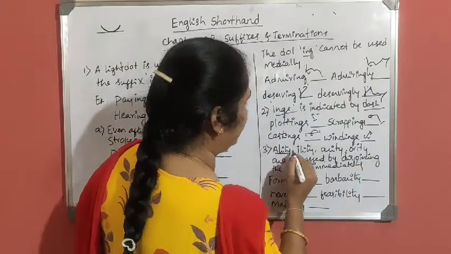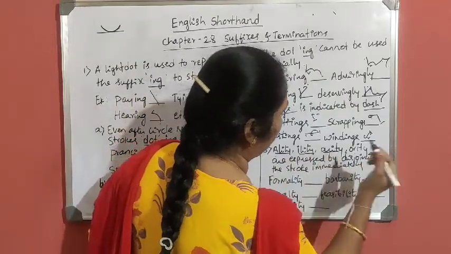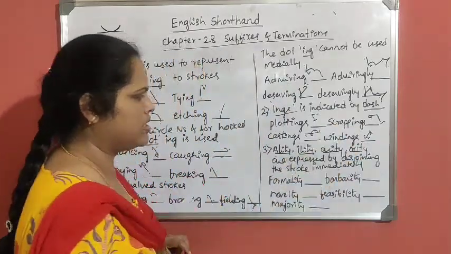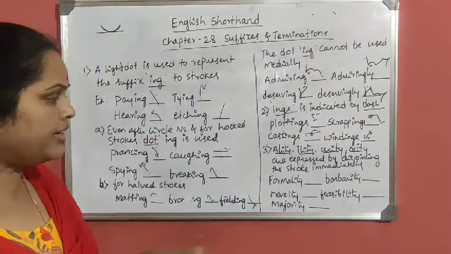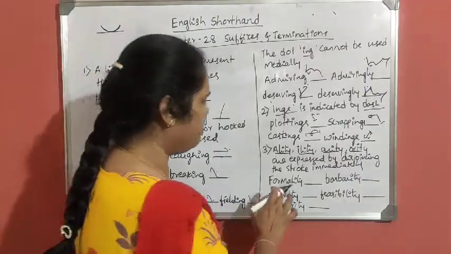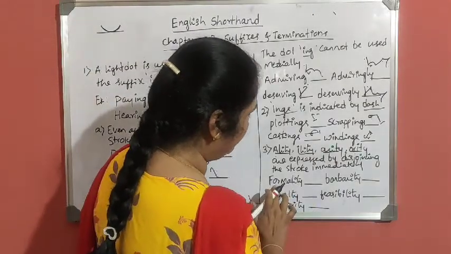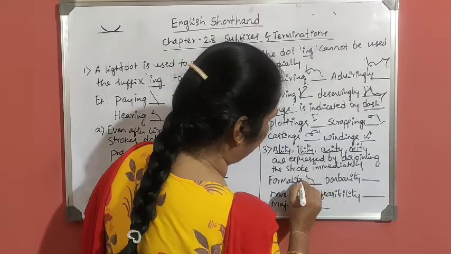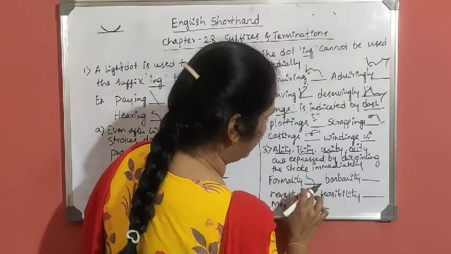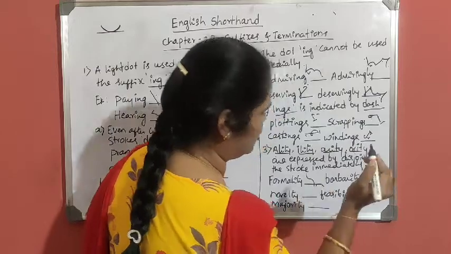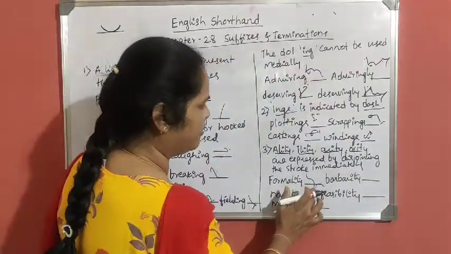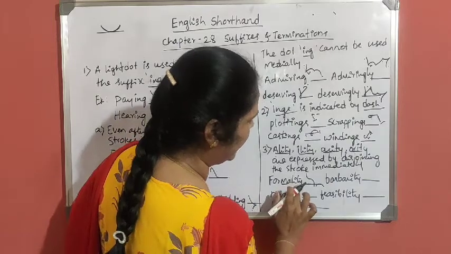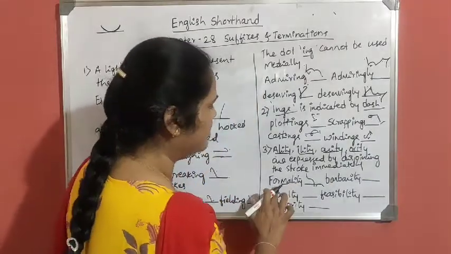The next suffix is ALITY, ILITY, ARITY, ORITY, expressed by disjoining the stroke immediately. See, ALITY, ILITY, ARITY, ORITY. All these sounds are expressed by disjoining the next stroke. I mean, formality. Here, form, you have to write form. F and R I wrote. M you have to disjoin.